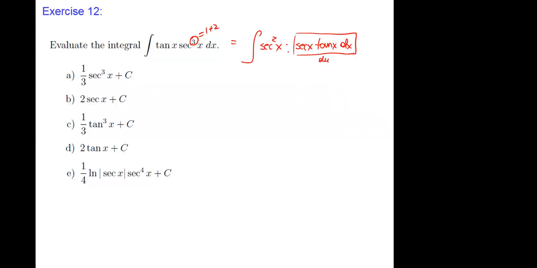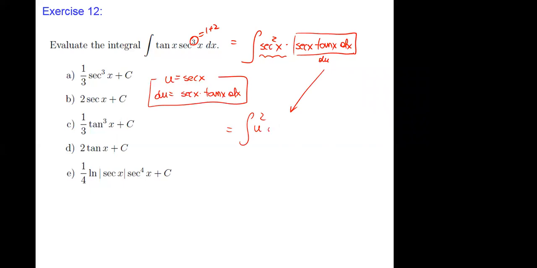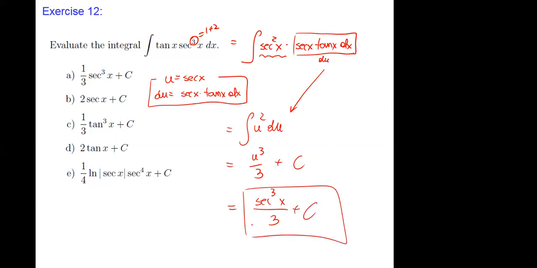Perfect. This is my du, and secant could be u. And I don't have to rewrite everything. It's ready for me. Secant of x, du is simply secant times tangent dx. Just u squared du, and the antiderivative is u cube over 3, and instead of u, we can put back secant of x cube. You can see how nice and easy the integral is. And looks like option A.